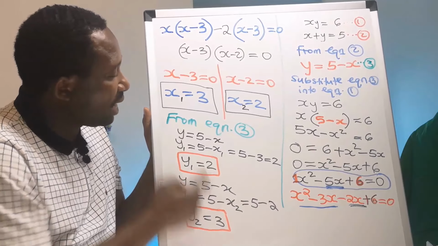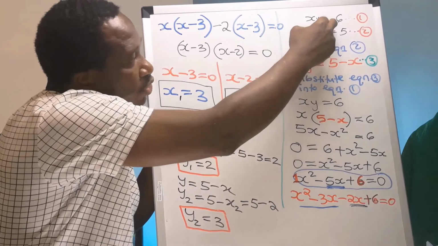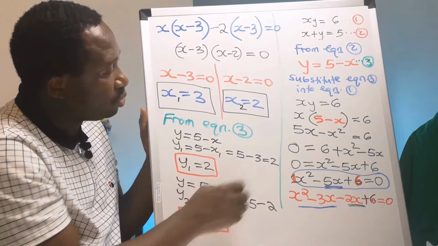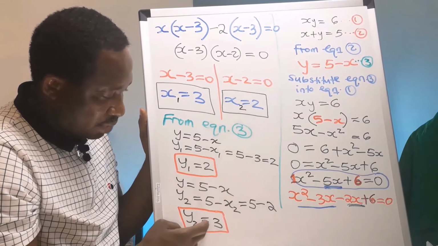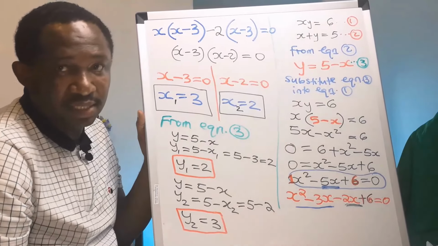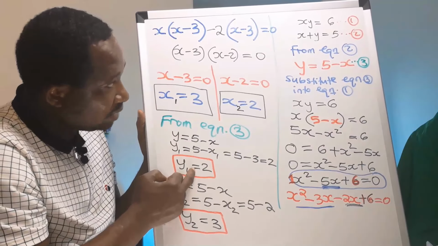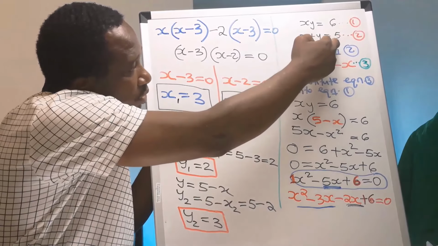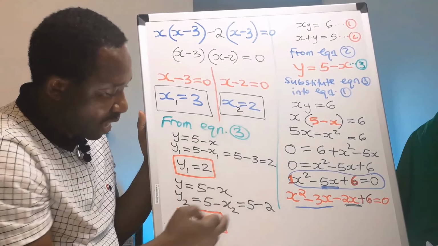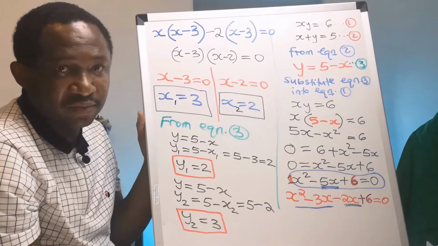Now that I have two values for x and two values for y, next I will substitute for my x1, y1 in equation 1. I will get 6. Then I will substitute for x2 and y2 into equation 1. I will still get 6. Next, I will substitute x1 and y1 into equation 2. I will get 5. Also, I will substitute x2 and y2 into equation 2. I will get 5.